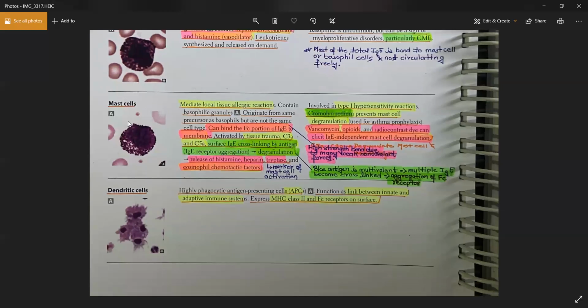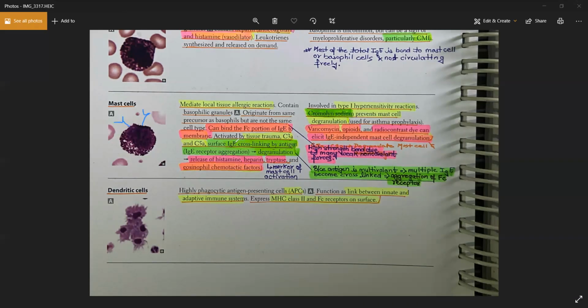Now comes the mast cells, which are the major cells in the tissues. They mediate the local allergic responses, and they originate from the basophilic cells. They have the receptors for the Fc portions of the IgE antibodies, so the IgE antibodies can bind to the mast cells with their Fc portion, like that.